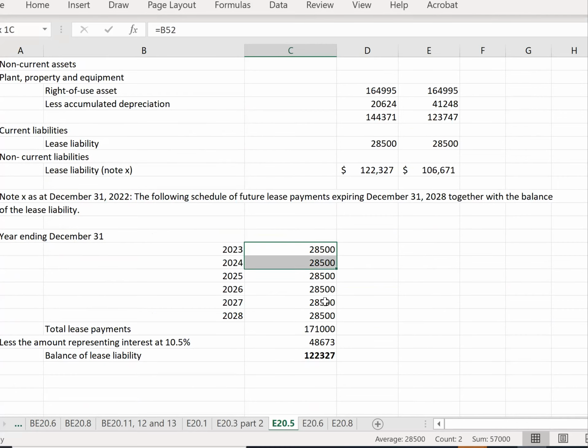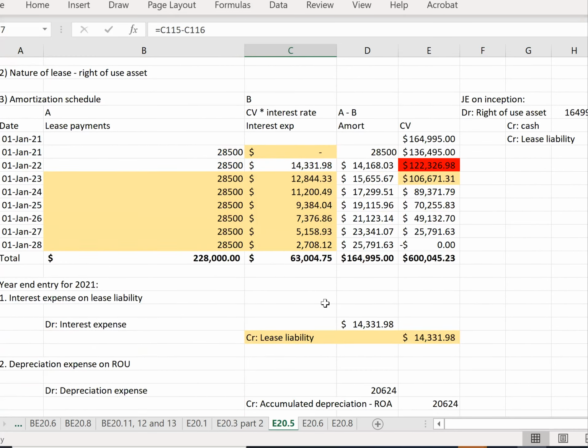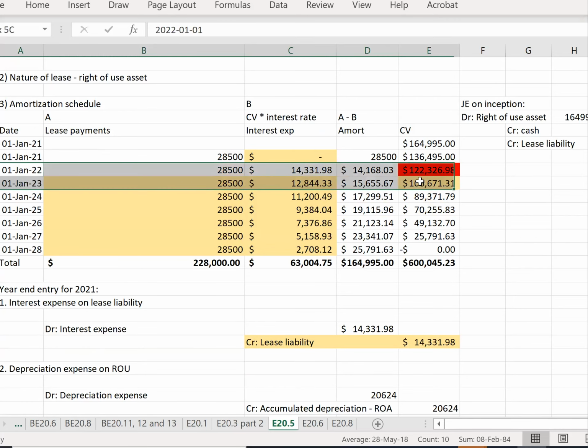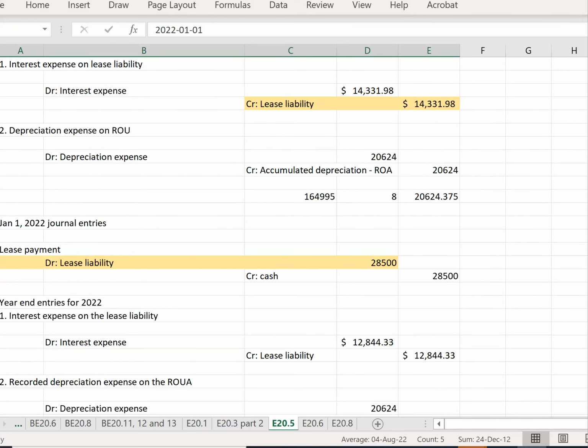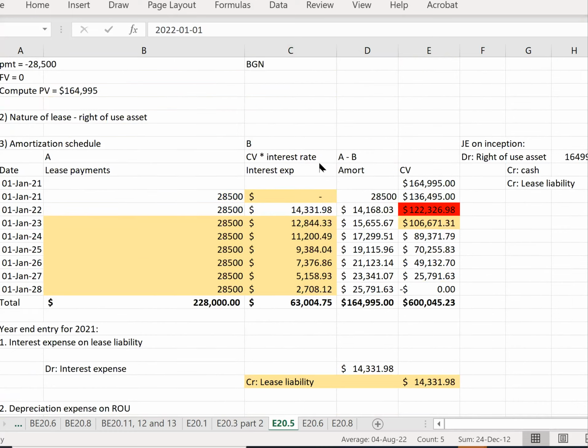So you can see this is our 171,000, our lease payments going forward. They do have to be broken down by year. And then the interest at 10.5%, this came from our amortization schedule. And then the net, so the payments less the interest, give us the balance of our lease liability. And this 122,327 that we calculated through this table actually reconciles back to our current lease liability for that year end. So this is what would show in our year end financial statements as our non-current lease liability. So that takes us through that part of the question.